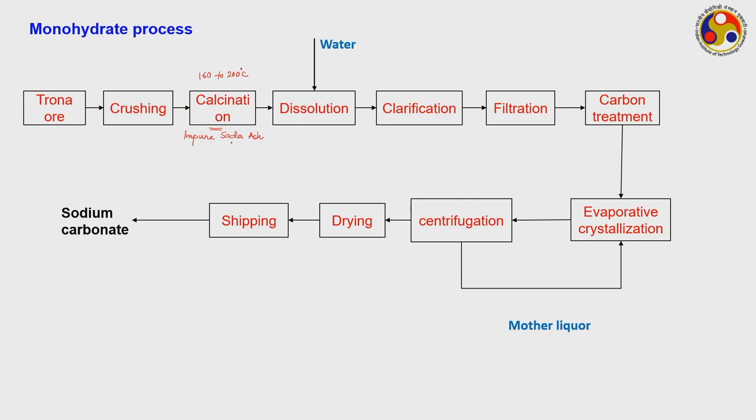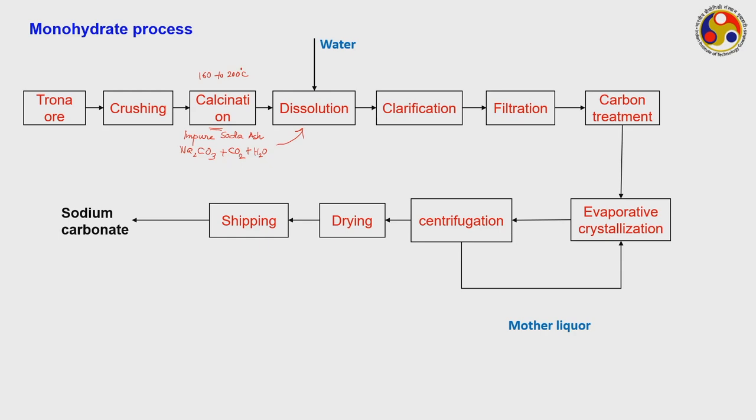So what does this impure soda ash give? You have Na2CO3 plus CO2 plus H2O. Okay. So CO2 will escape. So you have this as the desired product, called impure soda ash. Then you add water and dissolve all of this in the dissolution process.